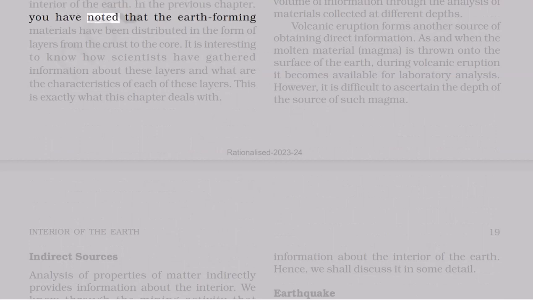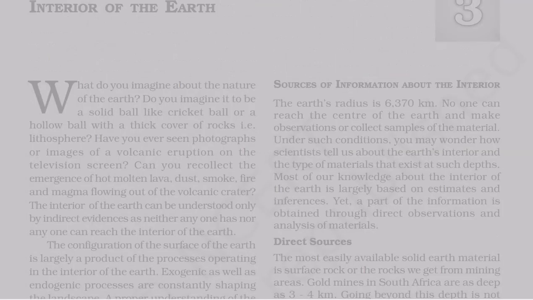In the previous chapter, you have noted that the Earth-forming materials have been distributed in the form of layers from the crust to the core. It is interesting to know how scientists have gathered information about these layers, and what are the characteristics of each of these layers. This is exactly what this chapter deals with. Interior of the Earth. Sources of information about the interior.